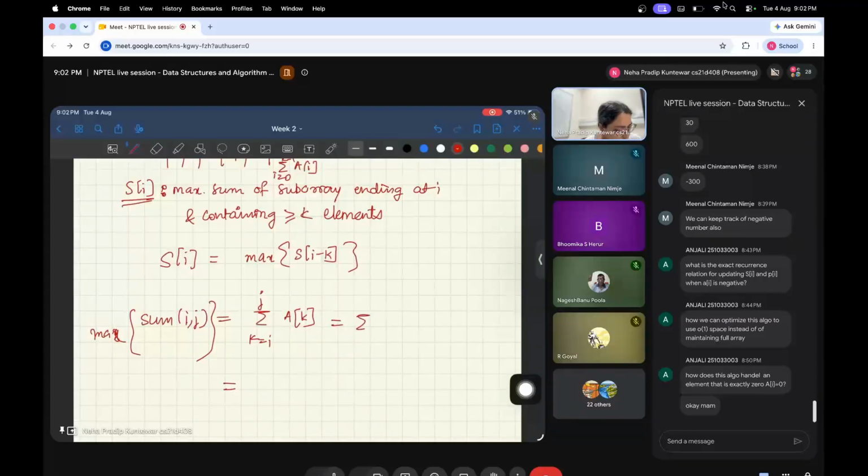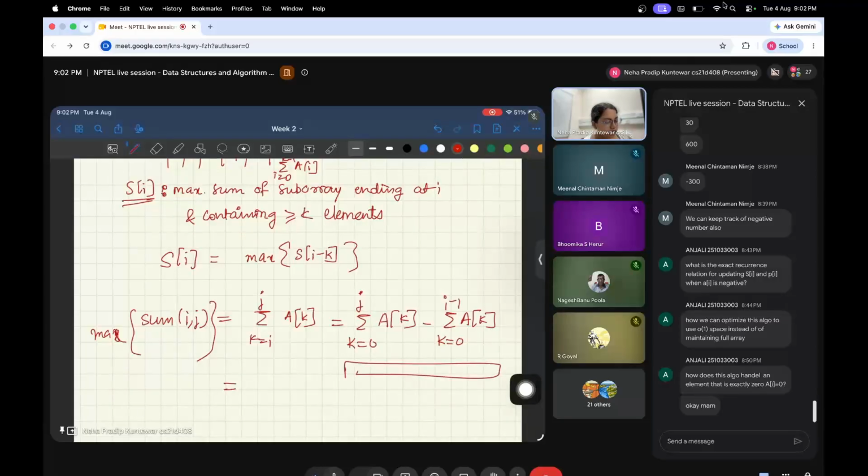Okay, so this can be written as the summation of ak, where k is from 0 to j, minus the summation of ak, where k is from 0 to i minus 1. So essentially from this 0 to j sum, we are removing the previous sum, and that gives us the sum of that subarray.